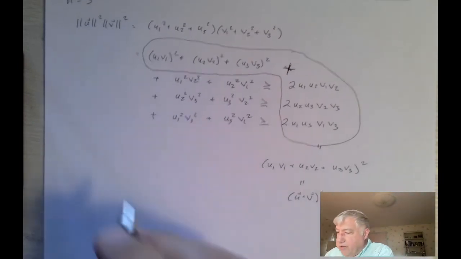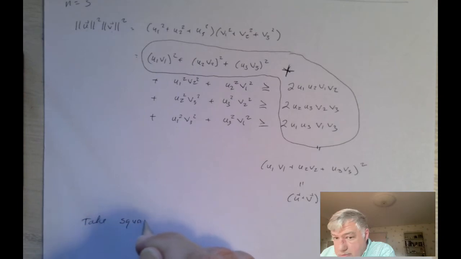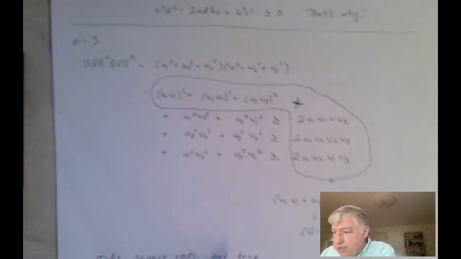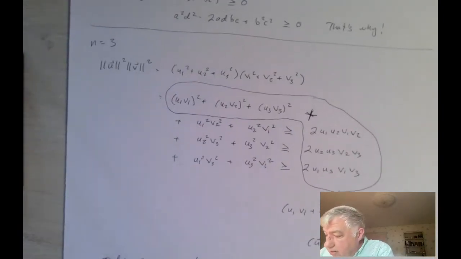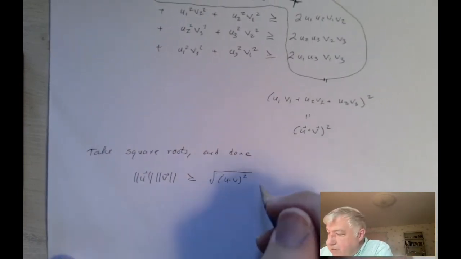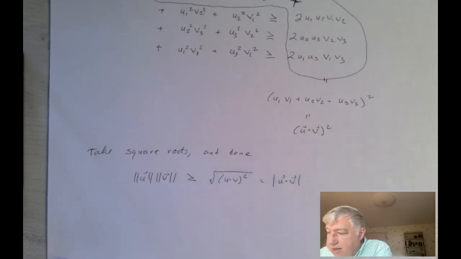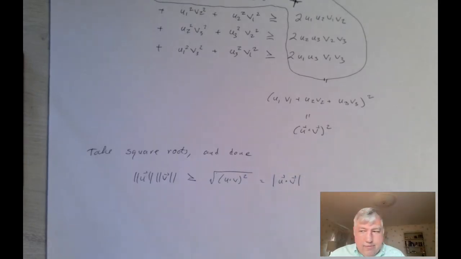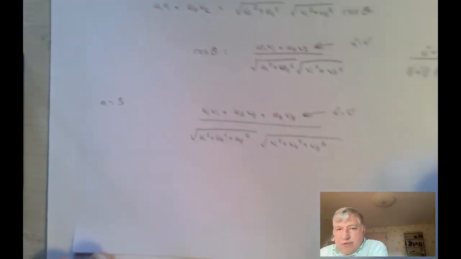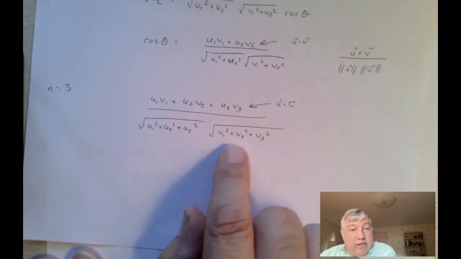So then we take the square roots, and done. We take the square root of this, and we get the length of u times the length of v. And we're taking the square root of (u dot v) squared, so we have to be a little careful. This is not u dot v, this is the absolute value of u dot v, because u dot v could be negative. So that proves that, and now we know for sure that this quantity will be between 1 and -1.